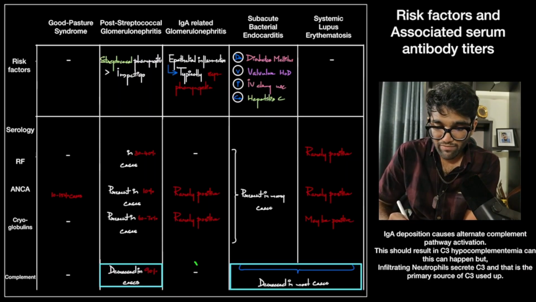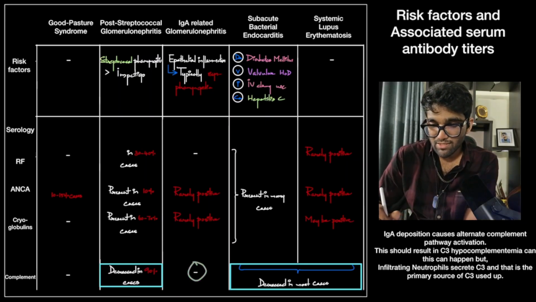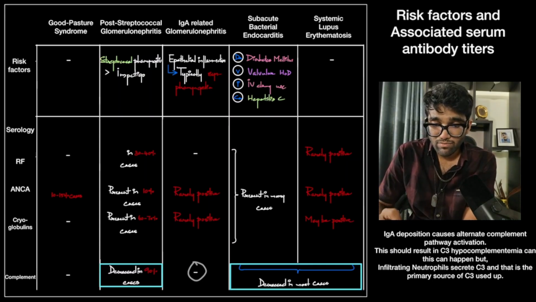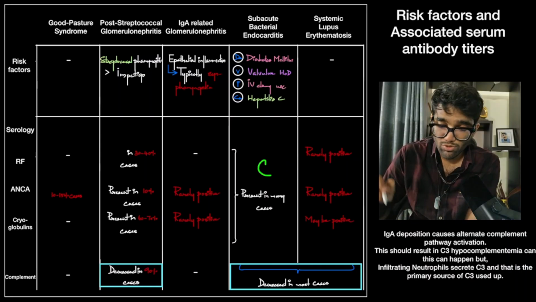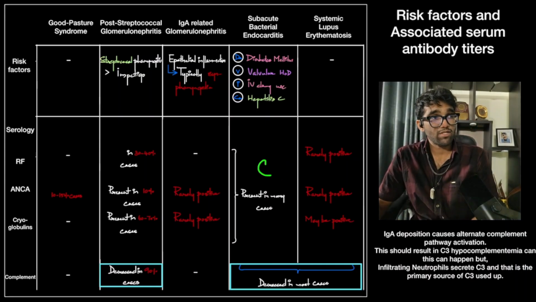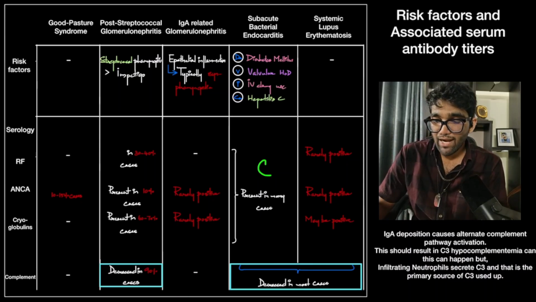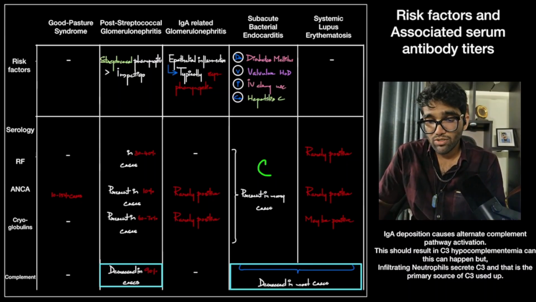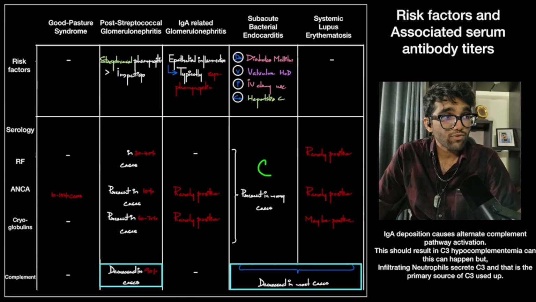the complement levels are normal. And the reason for this is that actually, when the alternate complement gets activated and the C5a complement degradation product is produced, neutrophils infiltrate into the tissue, and those neutrophils in turn secrete C3. They are a primary source of C3, and therefore it is that tissue C3 that is used up and not serum C3. Therefore, usually the blood C3 and C4 levels remain normal.